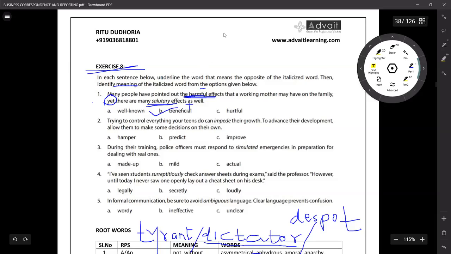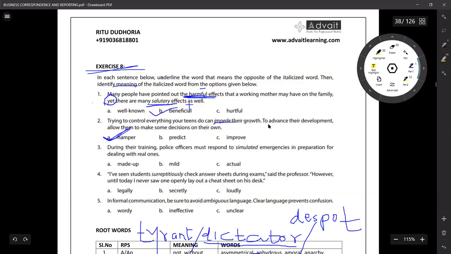Correct. Okay. Trying to control everything your teens do can impede their growth. To advance their development, allow them to make some decisions on their own. If you keep doing everything for them, it will impede their growth. Means what? What do you mean by impede? Tell me the meaning of impede. It will encourage their growth or discourage their growth? Correct. It will hamper their growth. It will discourage their growth. It will stop their growth.